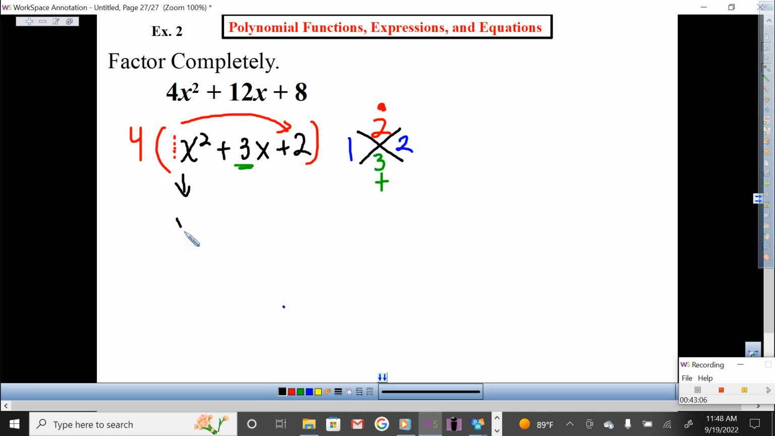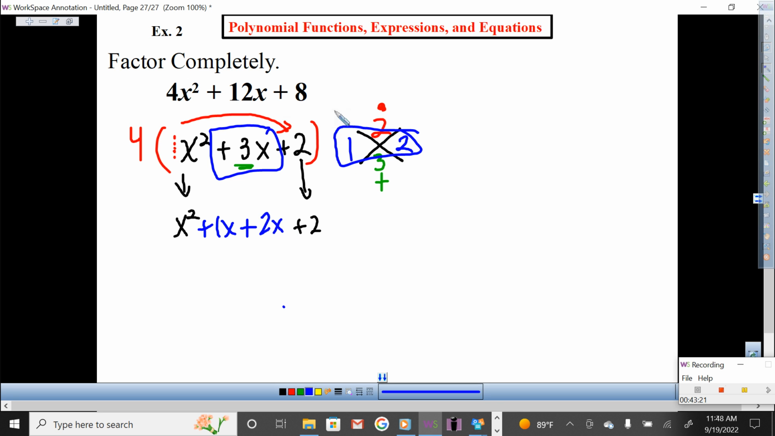Okay. So, do we know what to do from there? Yeah, bring down the first term, x squared. Bring down the last term, plus 2. What do I write instead of 3x? What do I write, Alyssa? 1x plus 2x, yes, because it's right there. Okay.